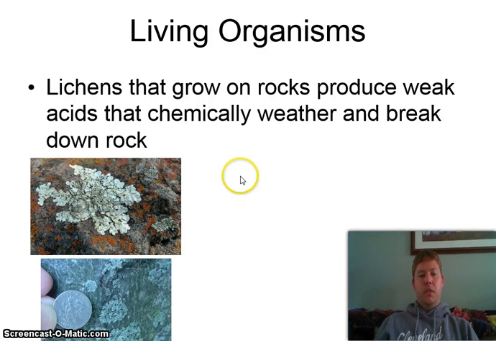Living organisms. We will go over to the pond here probably next week, and you're going to get to see lots of examples of this. These little things called lichens grow on rocks frequently. You'll see them on rocks, you'll see them on trees. They produce a weak acid that actually eventually wears and breaks down that rock over time. And you can see some examples right there. And plus you'll see some this week when we go to the pond.